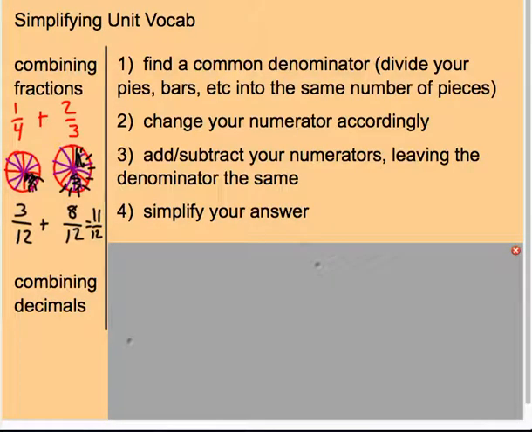And then finally, we have to make sure that our answer is in simplest form, meaning that there are no common factors between the numerator and the denominator. So we will use our GCF to divide that out. In this case, 11/12ths is simplified.